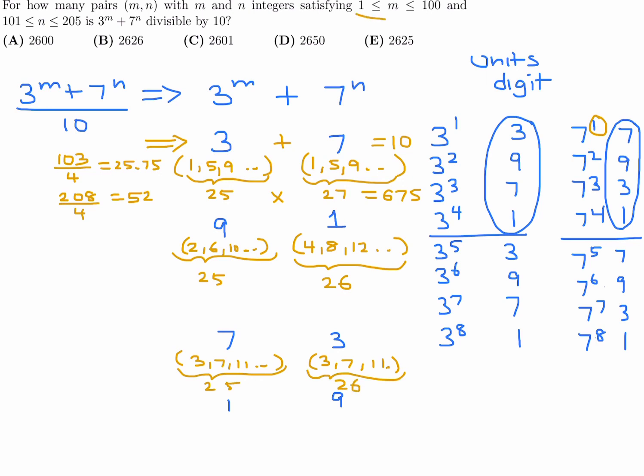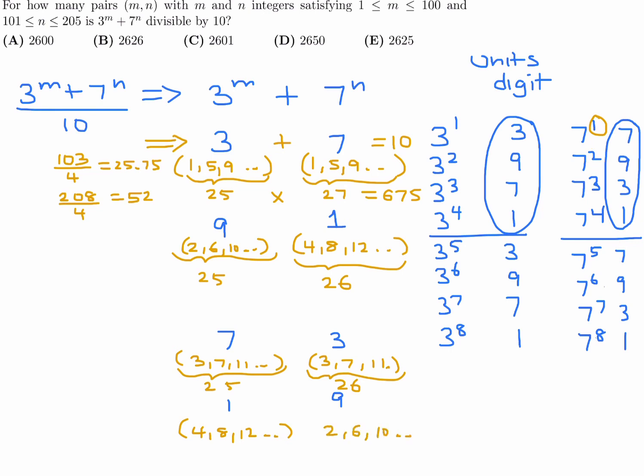Keeping in mind that my m is between 1 and 100, and my n is between 101 and 205. And the last one, we want the units digit of 3 to the power of m to be 1. So that means the exponent has to be either 4 or 8 or 12 and so on. So 4, 8, 12, dot, dot, dot, any one of those. And we want the units digit to be 9 for any power of 7. So that's going to be either 2 or 6 or 10 and so on.